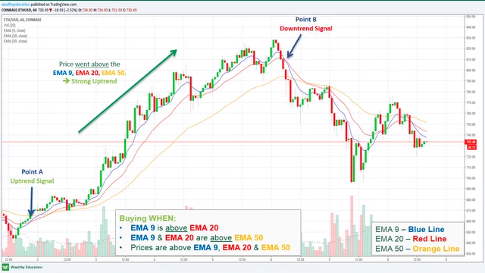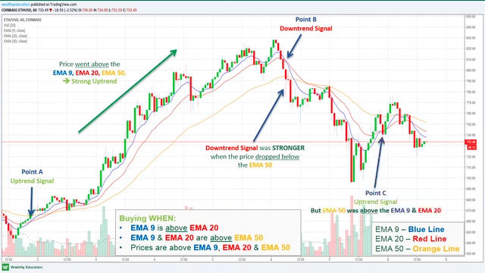The downtrend signal was stronger when the price dropped below the EMA 50. The price went back up again when the blue line crossed above the red line at point C, but this time, the orange line was above the blue and red lines. This was a weak uptrend signal because the EMA 50 could act as a dynamic resistance that prevented the price from rising. In this case, you should avoid making a trade and wait for another signal.